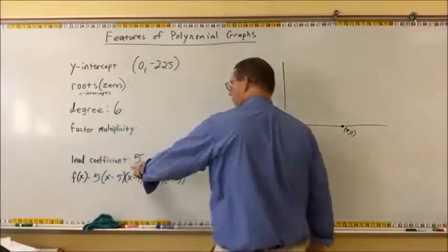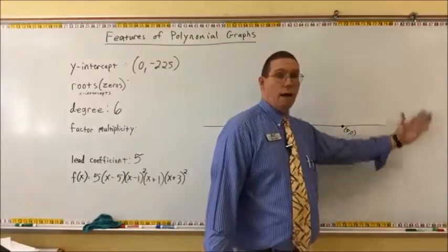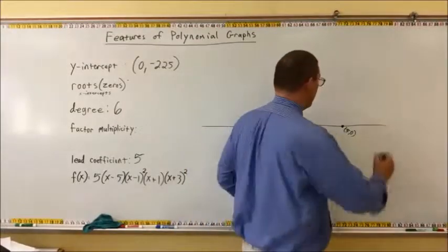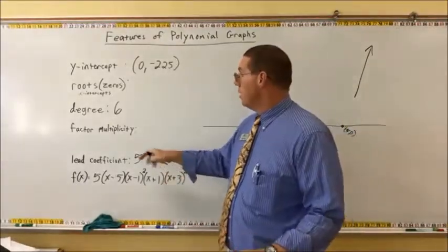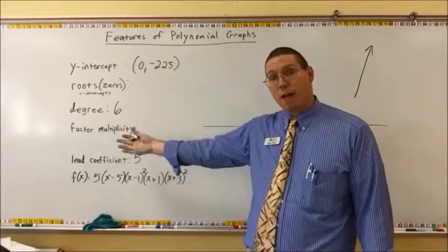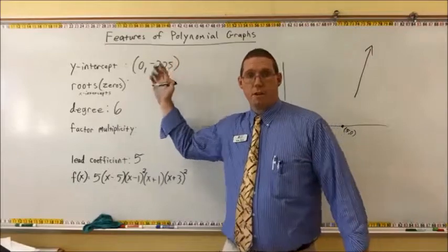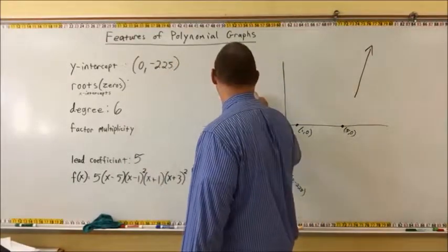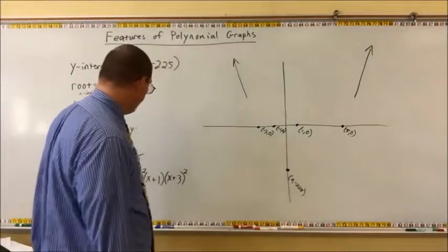Now, the lead coefficient is positive. That means that the right side is going to go up, right? So we're going to have an up arrow here. And the degree is 6. That's even. That means that the left side is going to go the same as the right side. The right side goes up. The left side is going to go up too. Okay? So we have up arrow there. Now we just got to connect between.